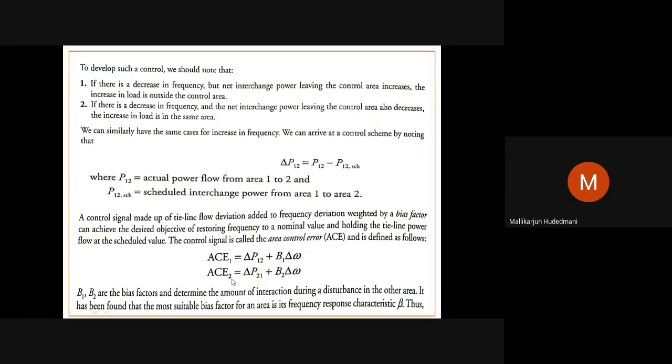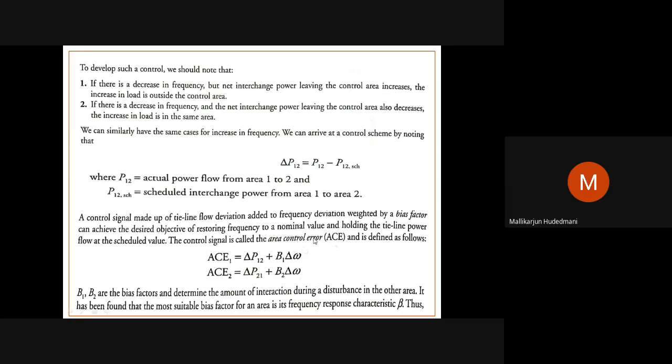Similarly, when I write with respect to the other area, which is receiving power or pumping power towards area 1, it is ACE2, which is delta P21 plus B2, or beta 2, delta omega. So this control signal we call the area control error. This area control error solves our problem.